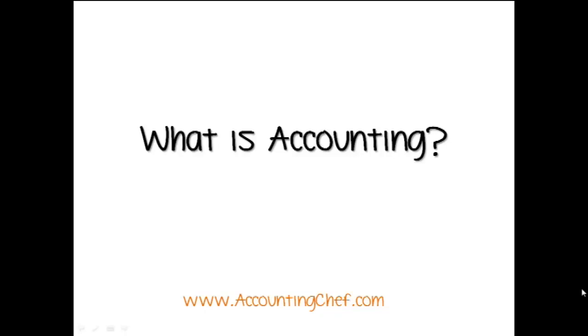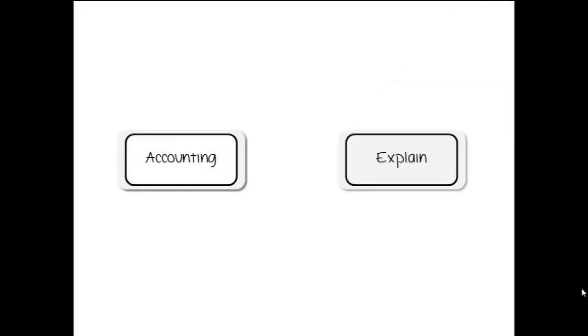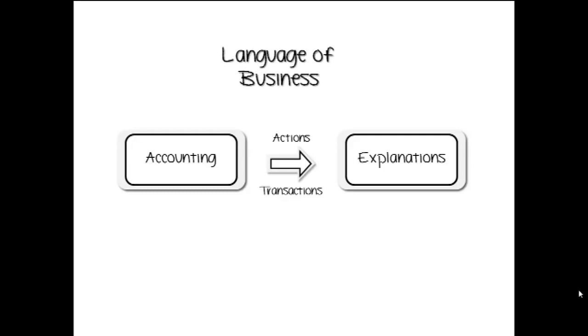What is accounting? Account means explain. Accounting is thus the process of providing explanations. In order to provide explanations, the accounting process records actions or events. These are called transactions. Thus, accounting is the process of providing information about the transactions of a business. It is for this reason that accounting is called the language of business. It is the means of communicating information to various stakeholders of a business.